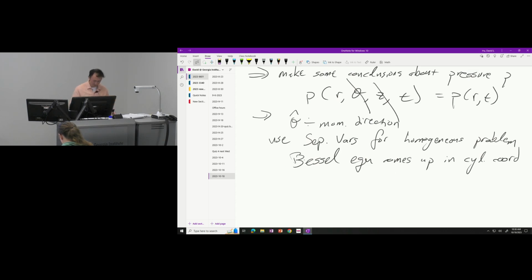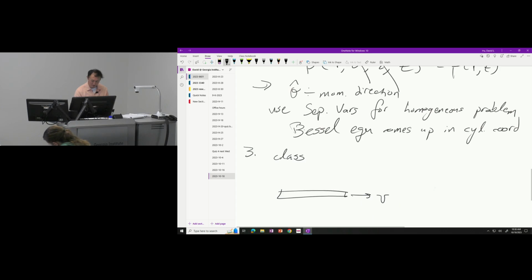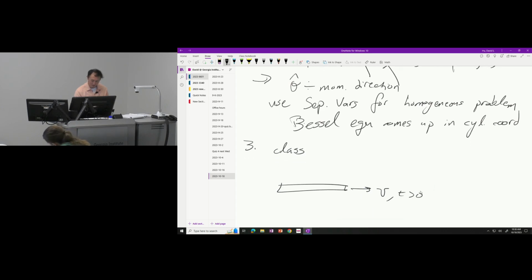7 minutes left. 2 more problems. Number 3. We just have to move on because there's only 7 minutes left. Number 3 is similar to what we did in class. We had basically an infinite plate, and we said the plate moves with V for time greater than 0. Then the flow is going to look like this, and that information is going to propagate out with time t.